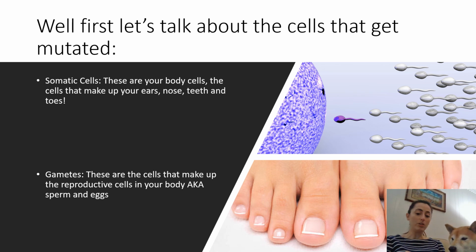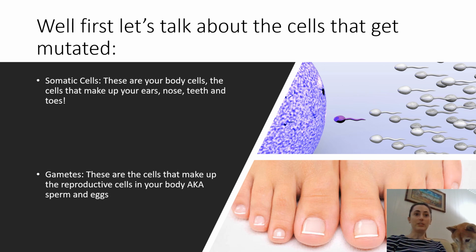Your nose, teeth, toes, all of the above. And same thing for Bandit too. Anything that makes up his ears, his nose, his paws, all of those are somatic cells as well. So take a second look at your sheet. If you need to pause, go ahead. Make sure you write it down.